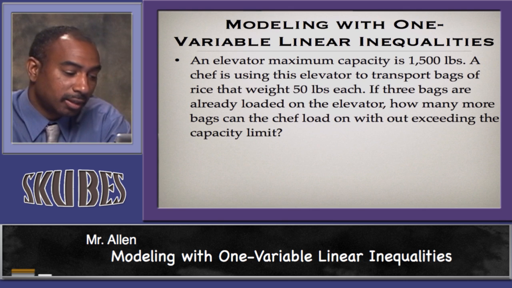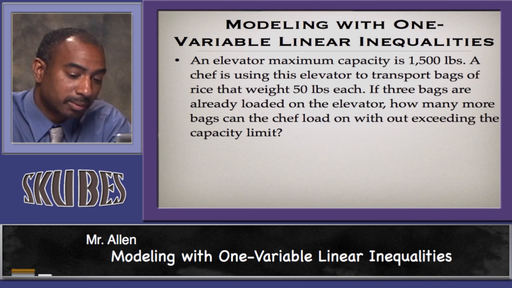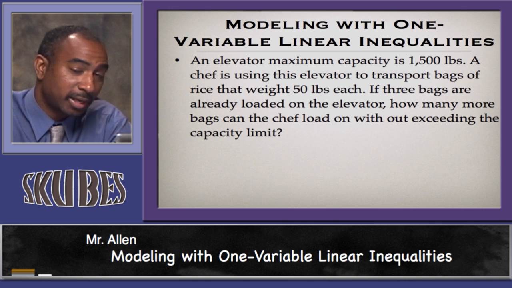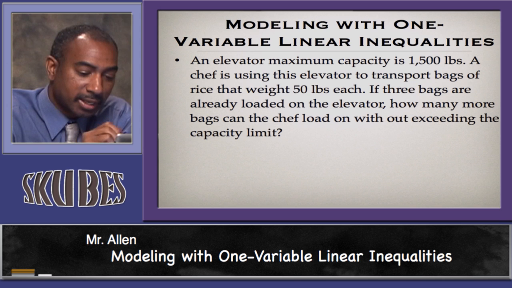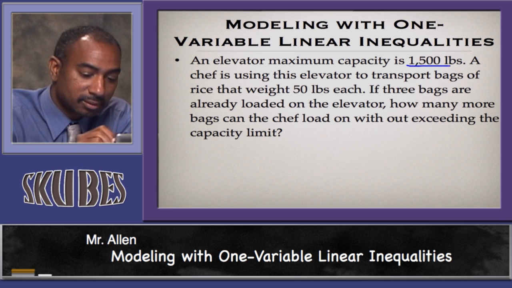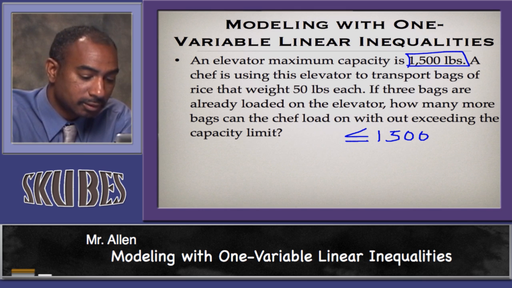All right, here's another example. An elevator maximum capacity is 1,500 pounds. A chef is using this elevator to transport bags of rice that weighs 50 pounds each. If 3 bags are already loaded on the elevator, how many more bags can the chef load on without exceeding the capacity limit? So it said maximum capacity is 1,500 pounds. So whatever the weight is, it has to be less than or equal to this. So that's how much weight.